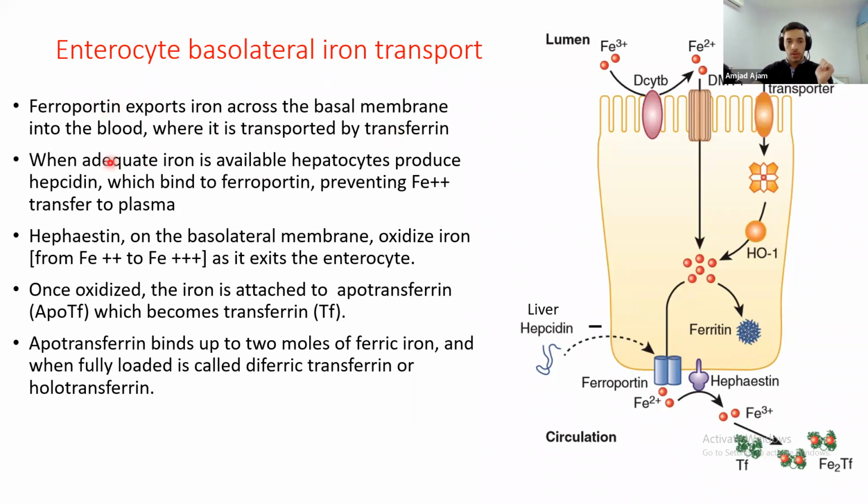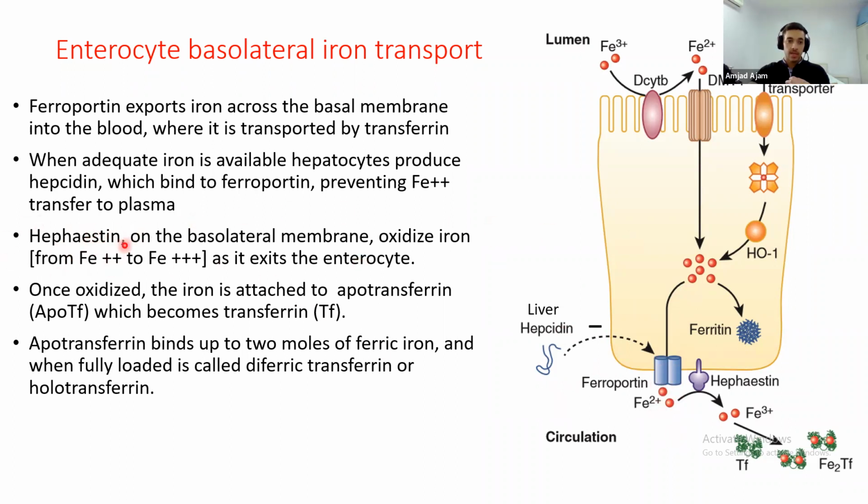And okay, when we have iron available, the hepatocyte, we said, will produce an important protein called hepcidin. So the role of this hepcidin is to inhibit this ferroportin. So when this is inhibited, the iron cannot go to the plasma. So when hepcidin is released, when we have a lot of iron, when the liver produces it, it will inhibit the ferroportin. Therefore, the ferrous iron cannot be released.